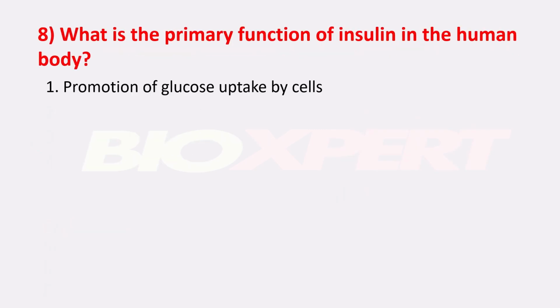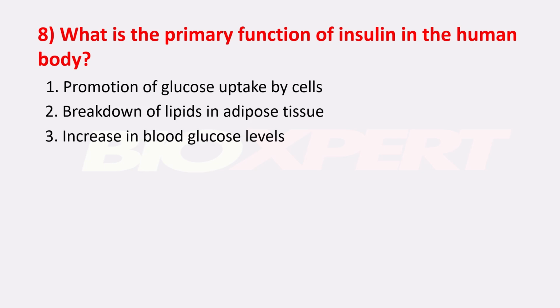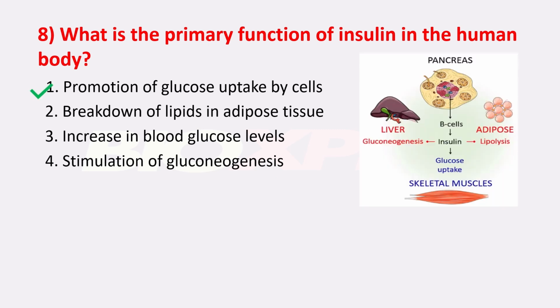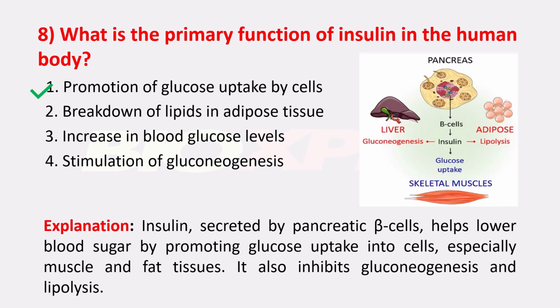What is the primary function of insulin in the human body? Promotion of glucose uptake by cells. Insulin, secreted by pancreatic beta cells, helps lower blood sugar by promoting glucose uptake into cells, especially muscle and fat tissues. It also inhibits gluconeogenesis and lipolysis.